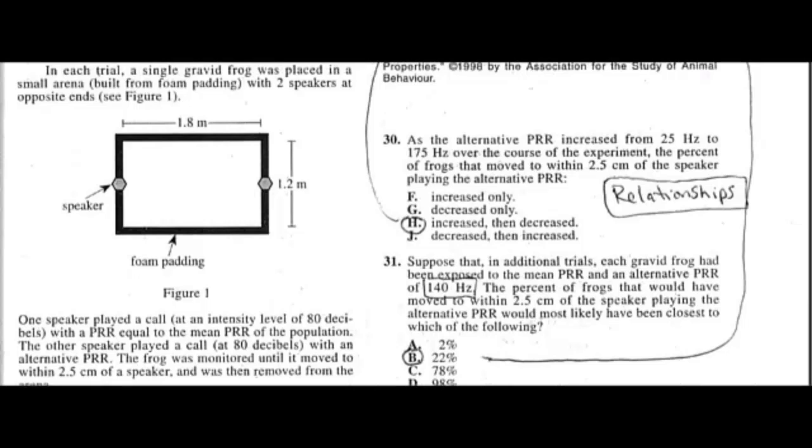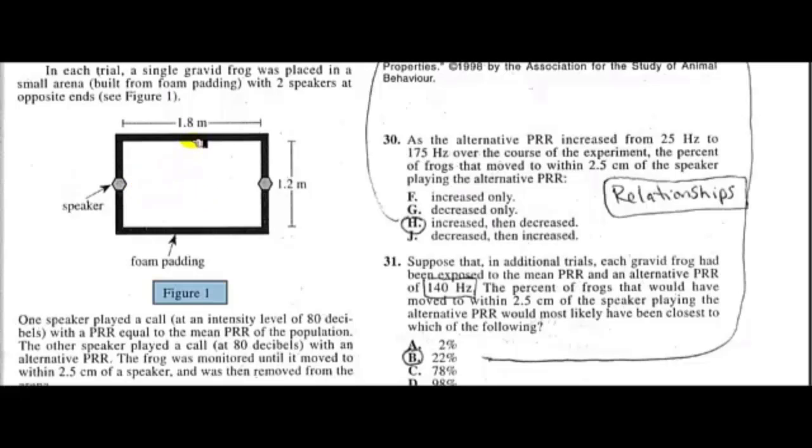If you look up here, figure number 1 says we have a box that is 1.8 meters long and 1.2 meters wide, and it looks like there is a speaker on each side. These speakers are going to play advertisement calls, and they're going to place a female frog in here and see which direction the frog is going to jump. So if I put a female frog here and she jumps this way versus that way, we're not really going to know anything.